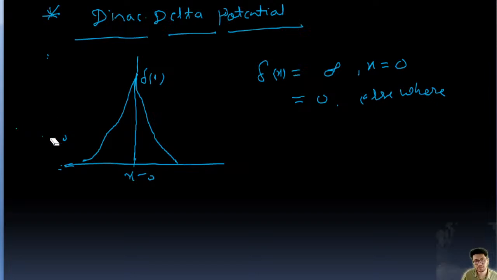Well, now I will define this Dirac delta potential. For that I am going to make a figure. So this is like this.